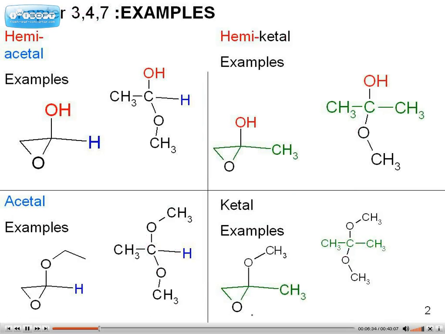I've given you an alternate example. This is an example of a cyclical hemiacetal.